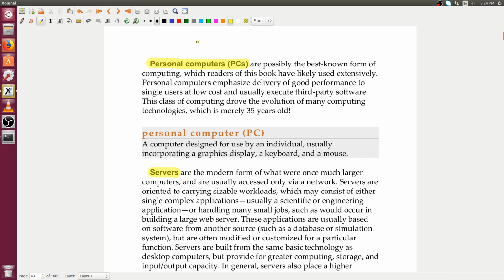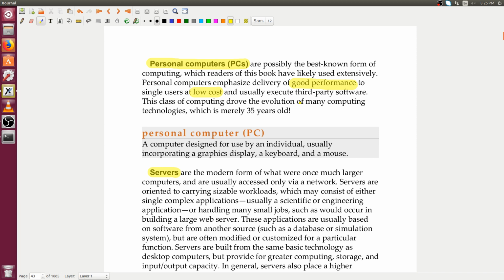So let's see what they say about PCs first. As we all probably know, they emphasize delivery of good performance to single users at low cost. So it's not going to be your highest performance, but it's going to be some of the most cost-efficient performance because it's meant for the general market.